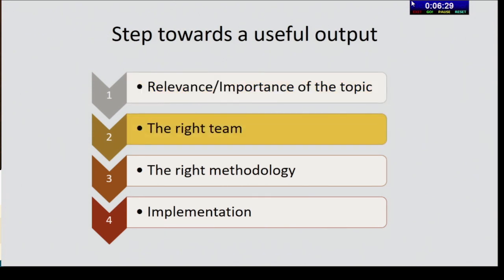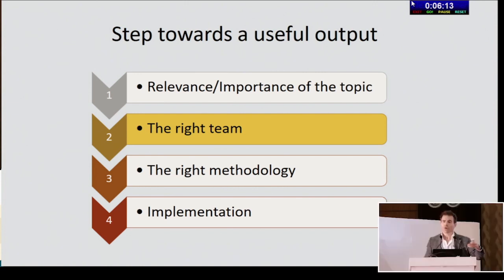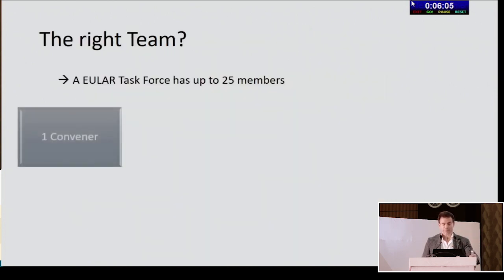And then one word about the team. The team that works on developing these criteria is often a mystery. Who are the people, how are they selected, how do they work? Well, I mentioned the convener. The convener is the one who brings the topic forward, but is actually scrutinized by the first step that I'm showing here about relevance. But then a EULAR task force is not one person, it's not only the convener.